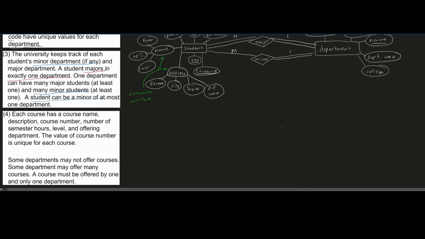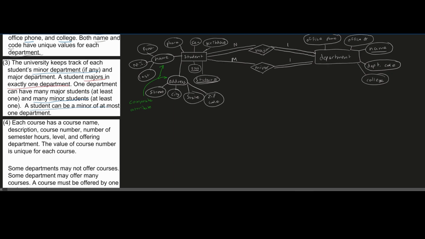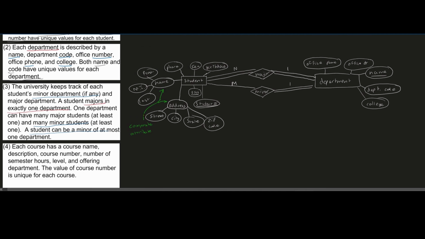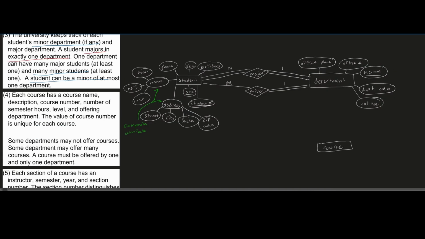And that's going to be it for our relationships. Next, we can move on to number 4, where each course has a course name, course number, number of semester hours, level, and offering department. The value of course number is unique for each course. And then we have some more information, but we're going to look at that once we finish drawing our initial part. So we have our course.